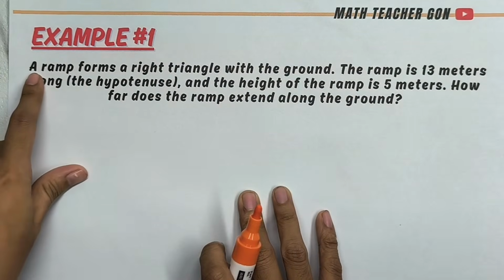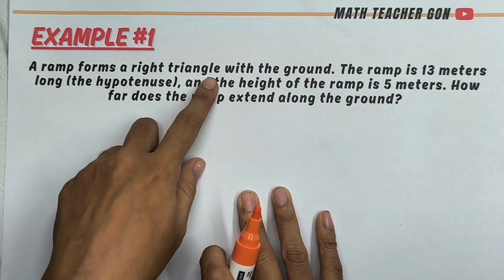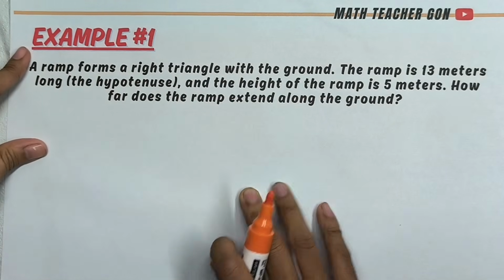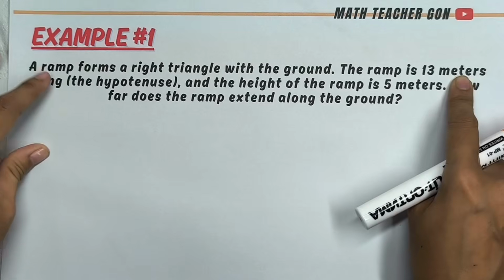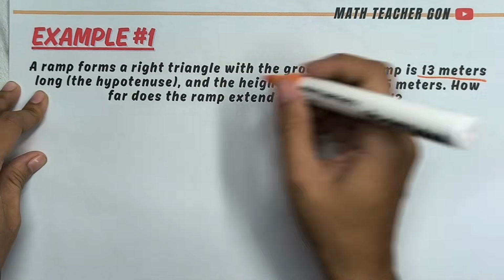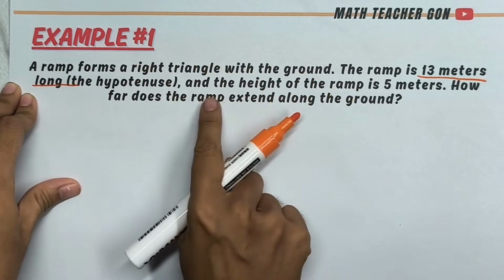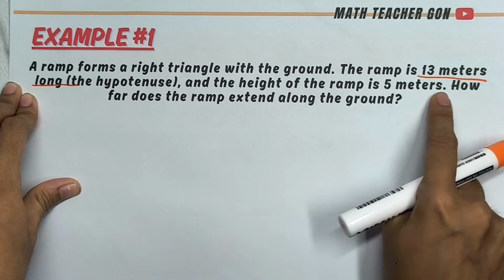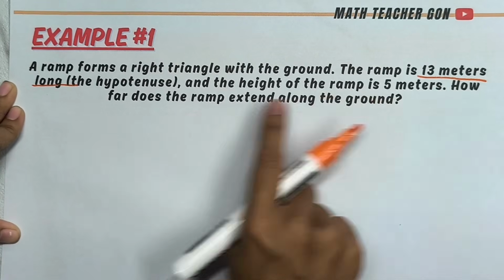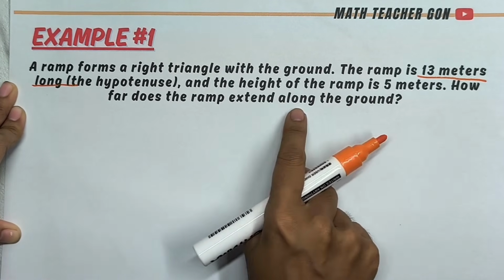A ramp forms a right triangle with the ground. The ramp is 13 meters long. So this is your hypotenuse. And the height of the ramp is 5 meters. How far does the ramp extend along the ground?